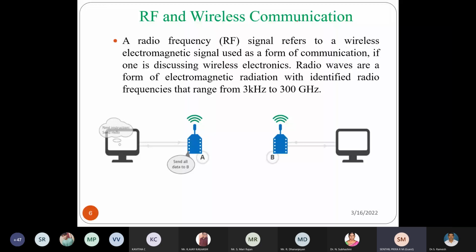So let's see the evolution of long distance communication. In the early days also we started long distance communication. The necessity of wireless communication is to communicate over long distances. Already we know what communication is: we share information from one place to another place. We started communication over small distances, then we went for long distance communication, and we transmitted the signal over long distances.